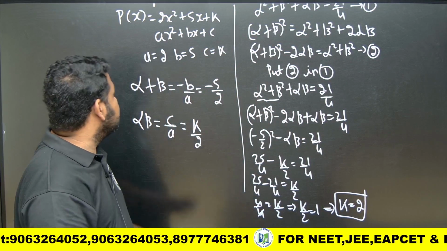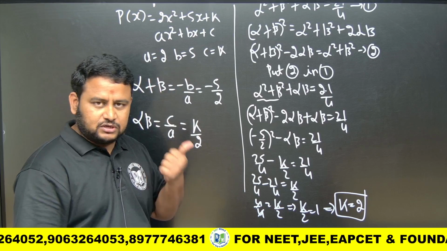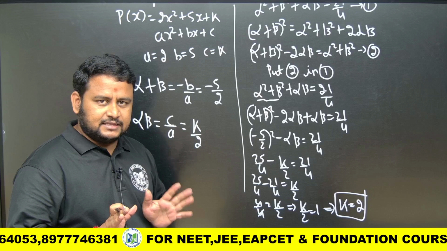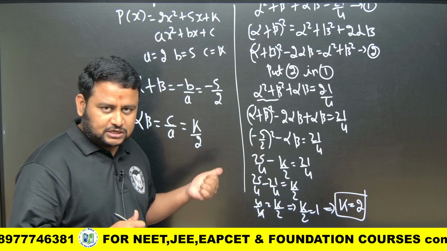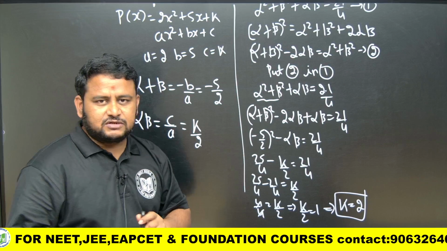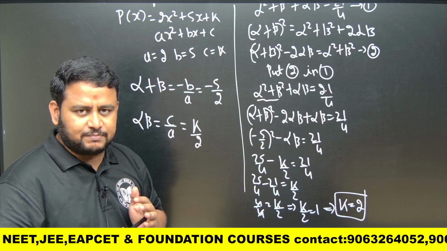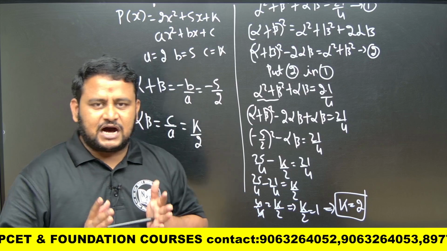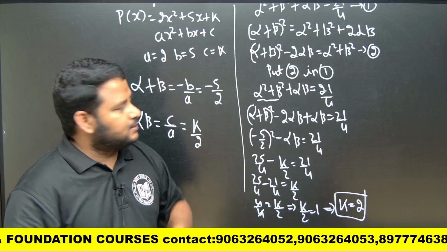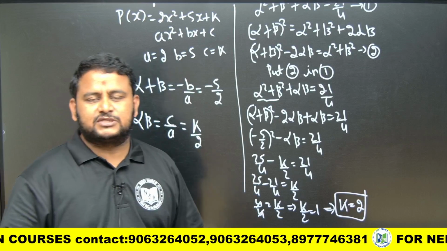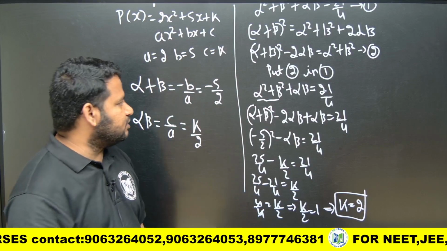So first we wrote the given equation and the standard form, and we got the values of a, b, c. So c is equal to k. Then we found the sum of the zeros and product of the zeros, and then we took the relation. In the relation, one term is given, that is alpha square plus beta square. To find it, the formula is alpha plus beta whole square minus 2 alpha beta, that we substituted, and we got k is equal to 2. This is how you can solve this question, friends.